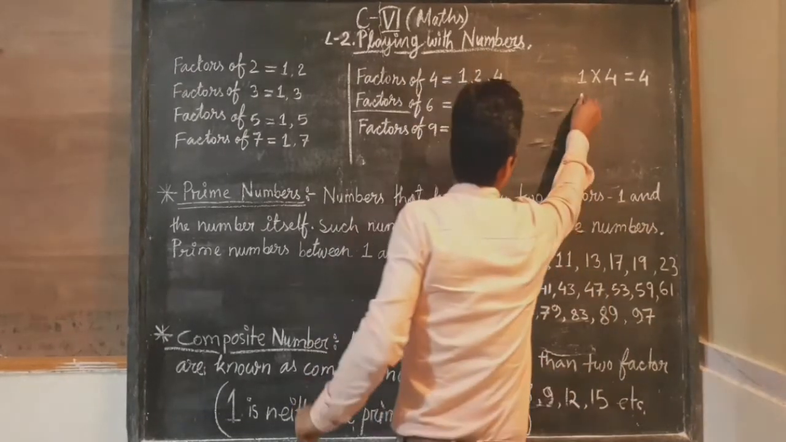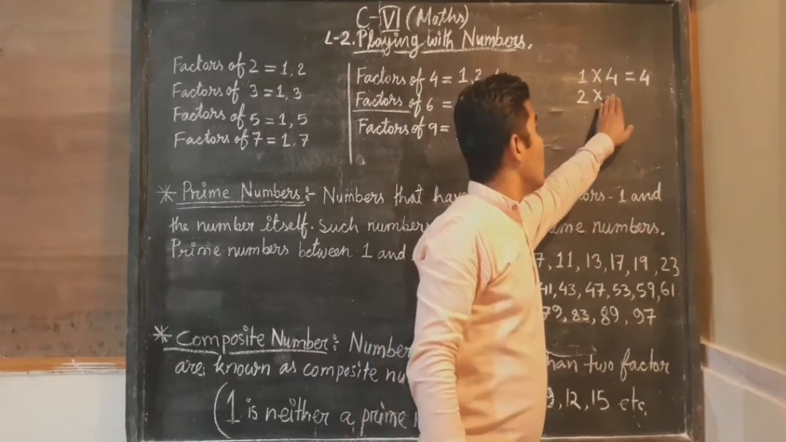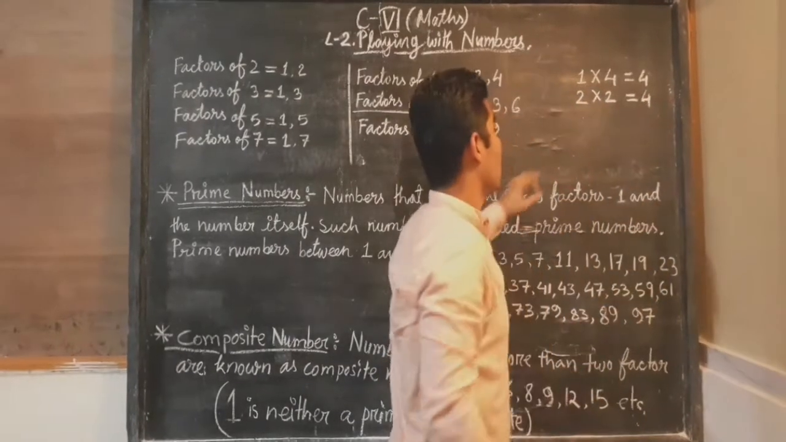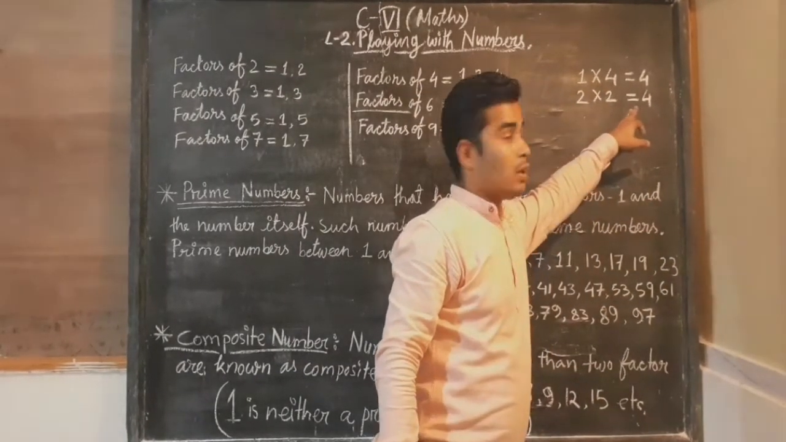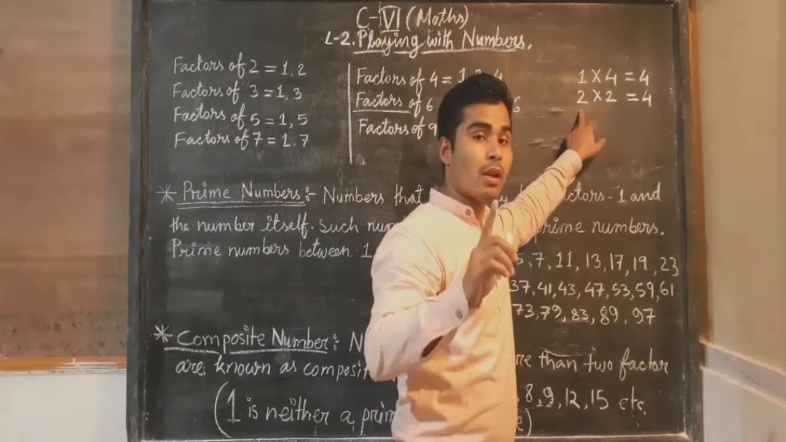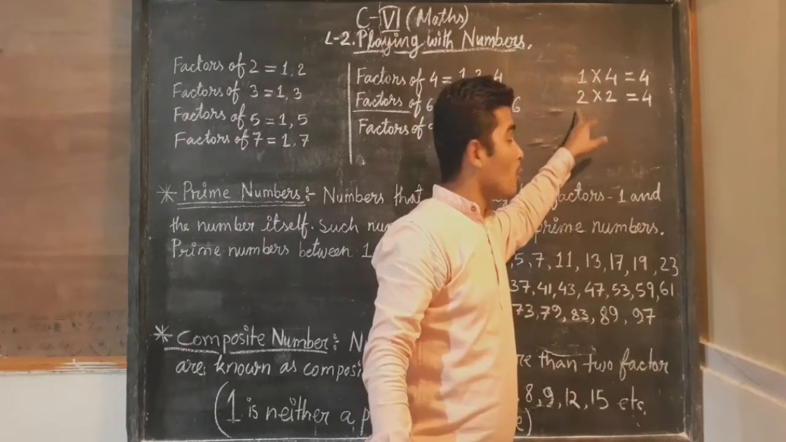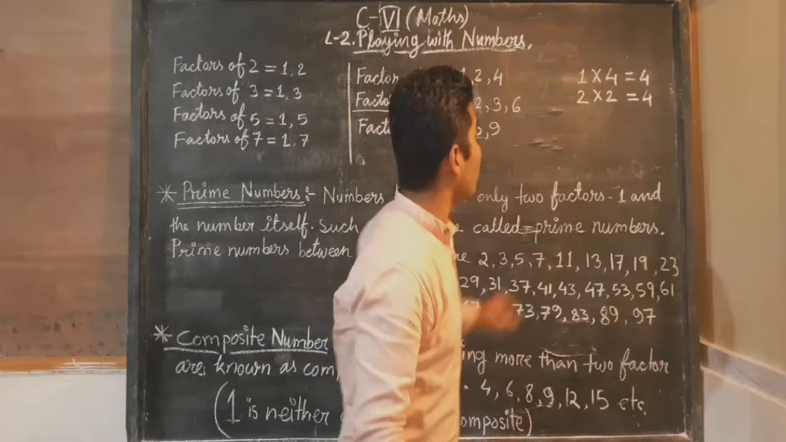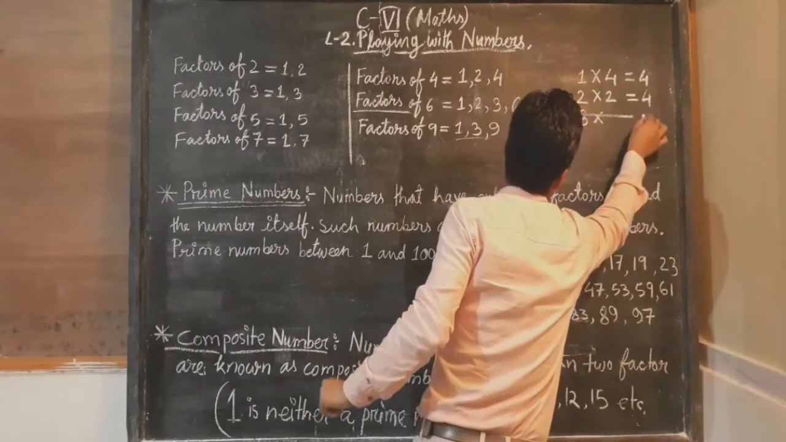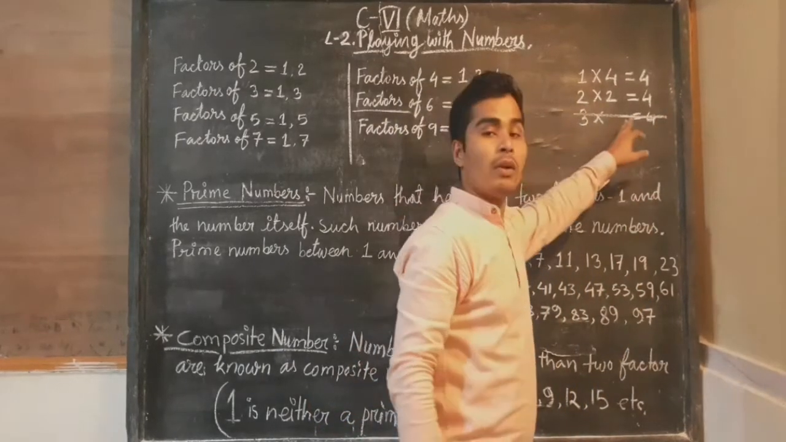In the 2 table, when we get 4, you can see 2 twos are 4. So 2 is also a factor of 4. You can see here we are writing 2 two times, but we have to consider 2 only one time. If we go forward to the 3 table, we will see that we will not get 4. So 3 is not a factor of 4.